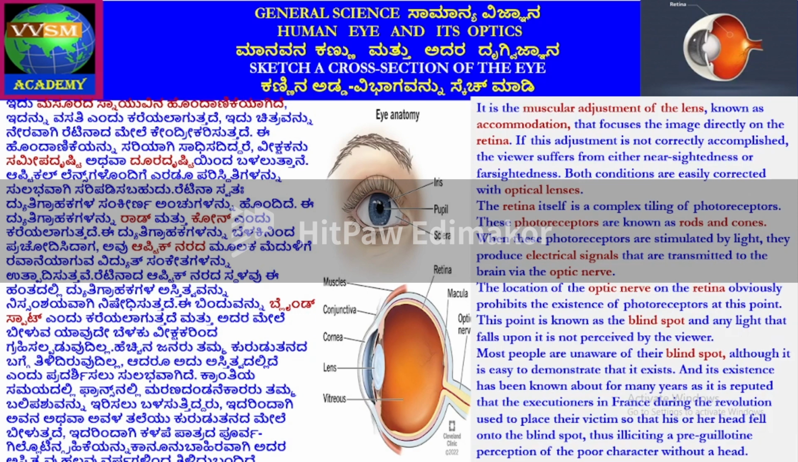The retina itself is a complex tiling of photoreceptors. These photoreceptors are known as rods and cones. When these photoreceptors are stimulated by light, they produce electrical signals that are transmitted to the brain via the optic nerve. The location of the optic nerve on the retina obviously prohibits the existence of photoreceptors at this point.